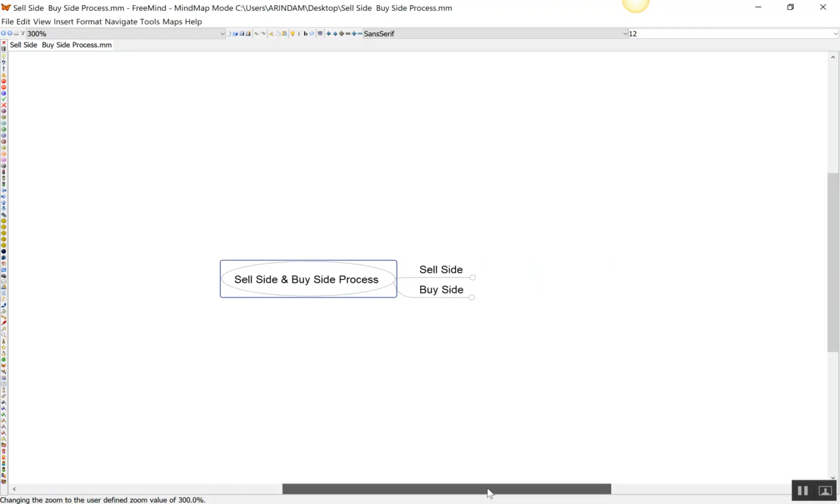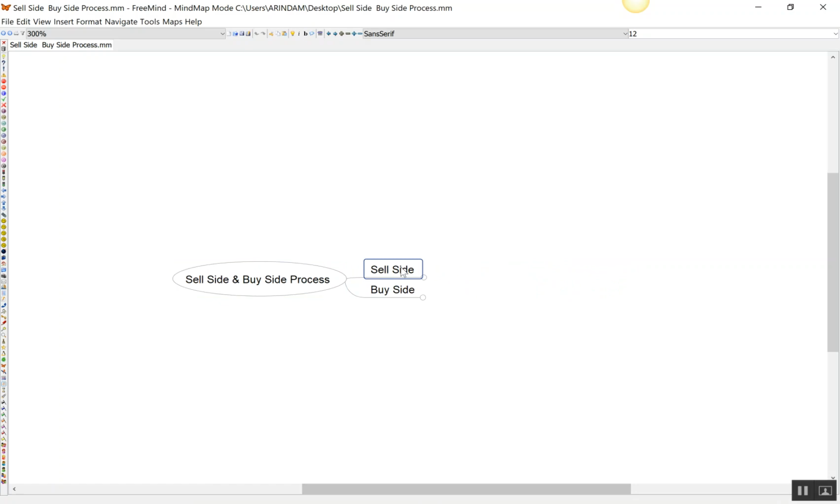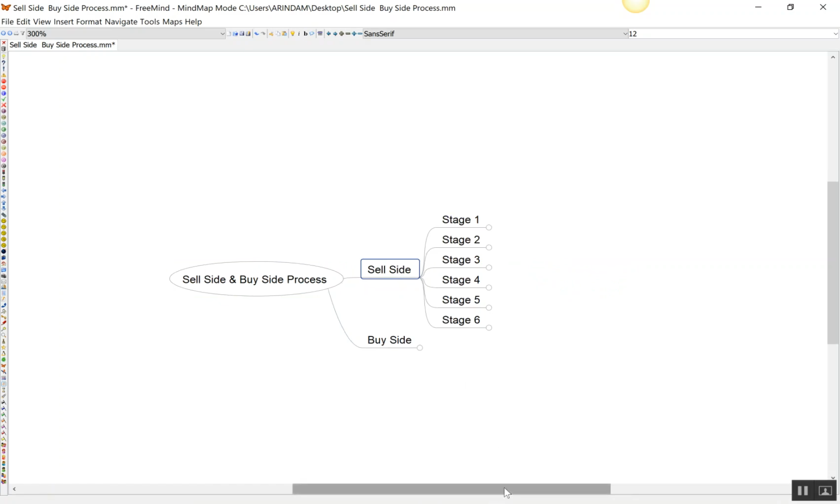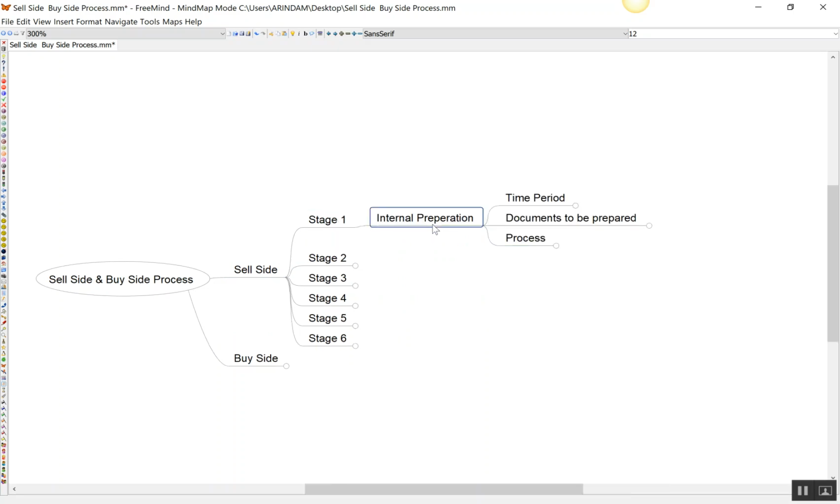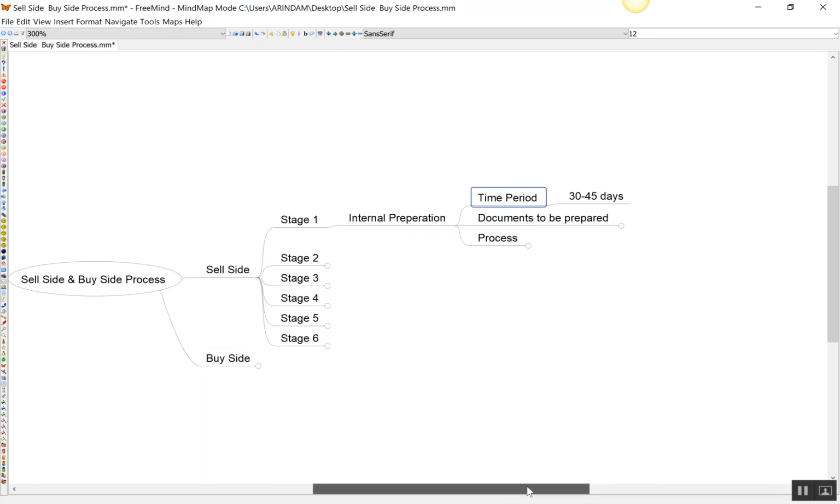So as we see over here, let us first look into the sell side part of it. There are different stages, roughly 6 stages. The first stage is internal preparation. So what's the time period? How long does this internal preparation stage take? It takes roughly 30 to 45 days.